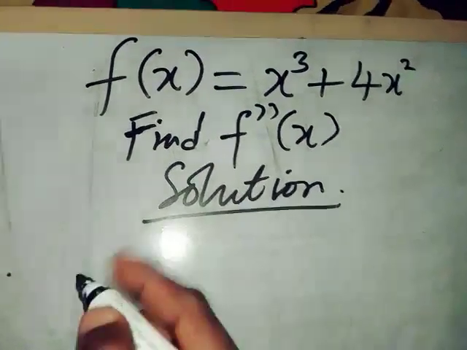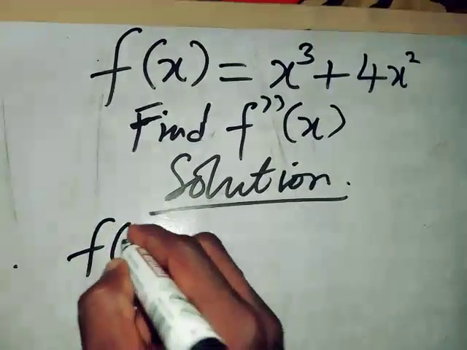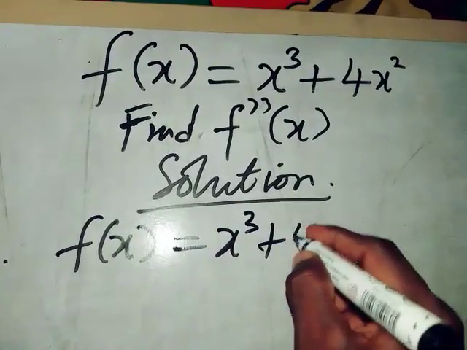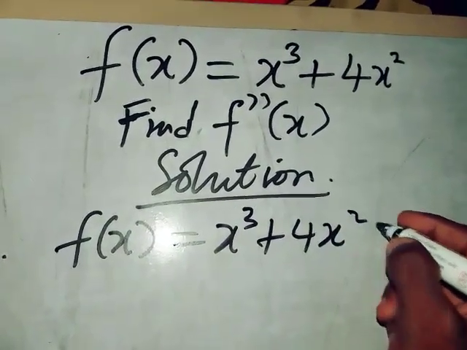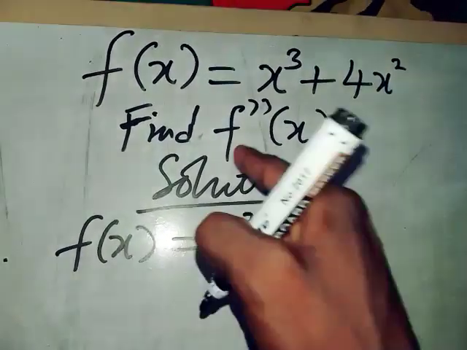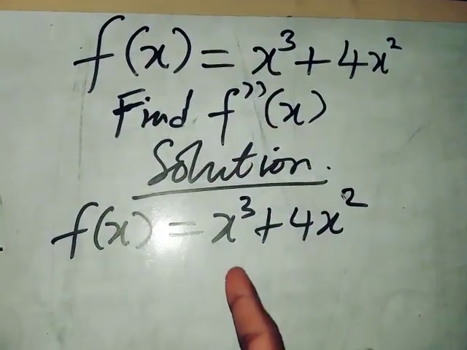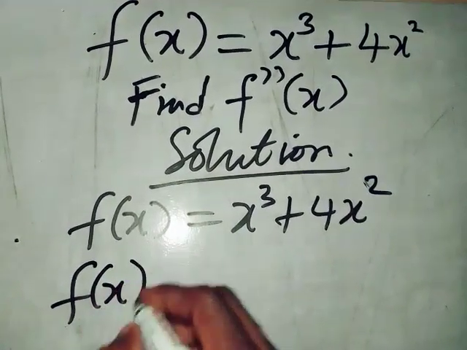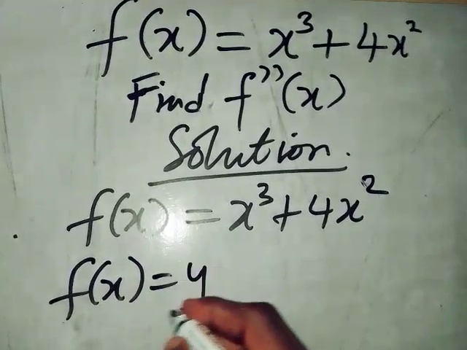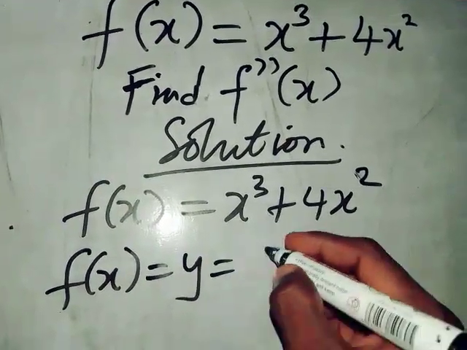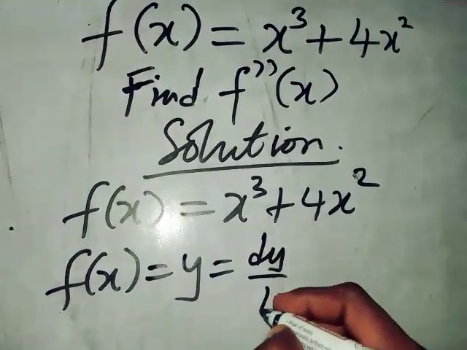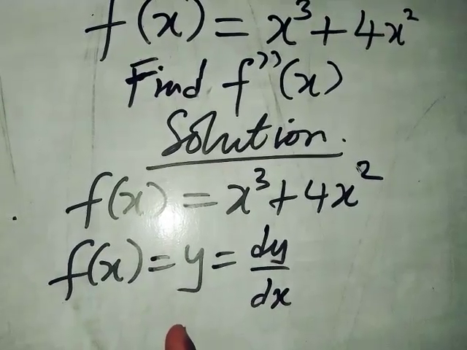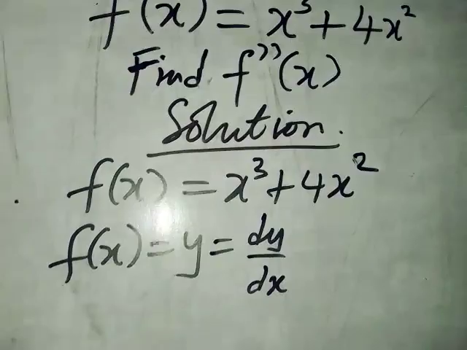If you are given this function, f of x is equal to x cubed plus 4x squared, and they ask you to find f prime prime of x, this is what it means. Remember, I made a video concerning that f of x is the same thing as saying y, and this is the same thing as saying dy/dx. Now, this is what it means.